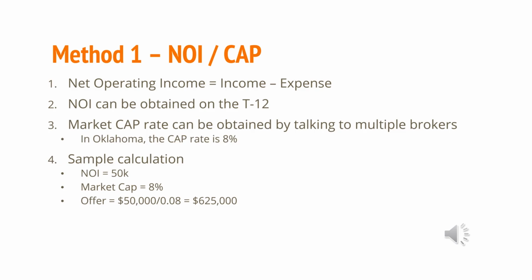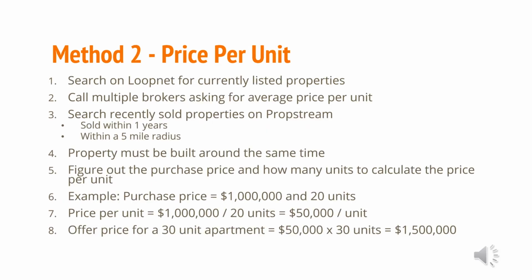So as an example or a sample calculation, let's just say the net operating income is $50,000. If the market cap rate is 8%, your offer price equals $50,000 divided by 0.08, which equals $625,000.